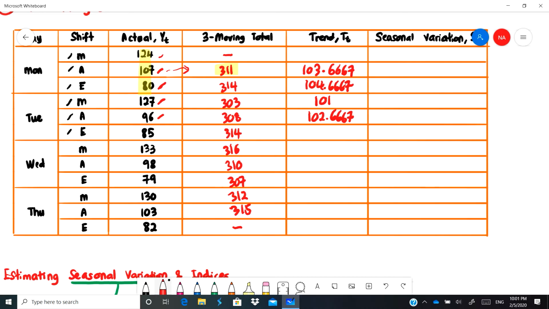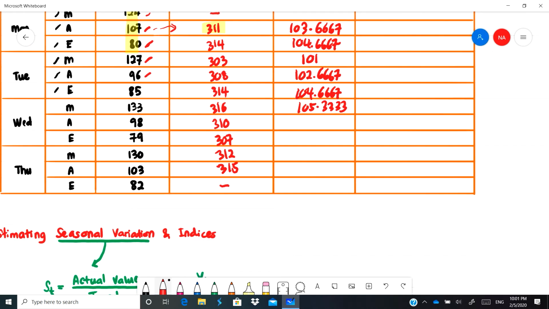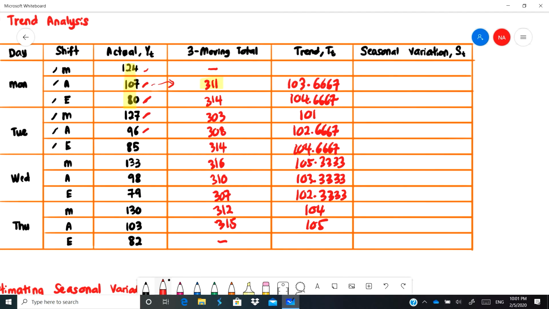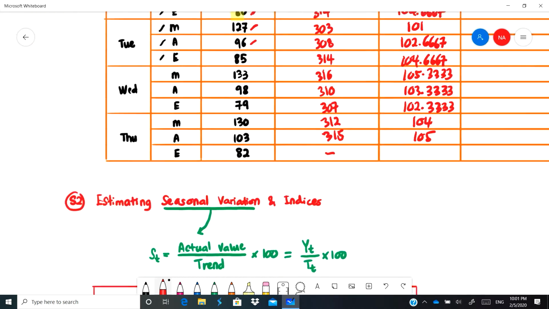Then 102.6667, then 104.6667, then 105.3333. Please round off to 4 decimal places. Then you have 103.3333, and 102.3333, and the next one 104, and the last one will be 105. You have 315 divided by 3, you get 105. For the seasonal variation column, you just leave that for the second step. So we are done with the first step.